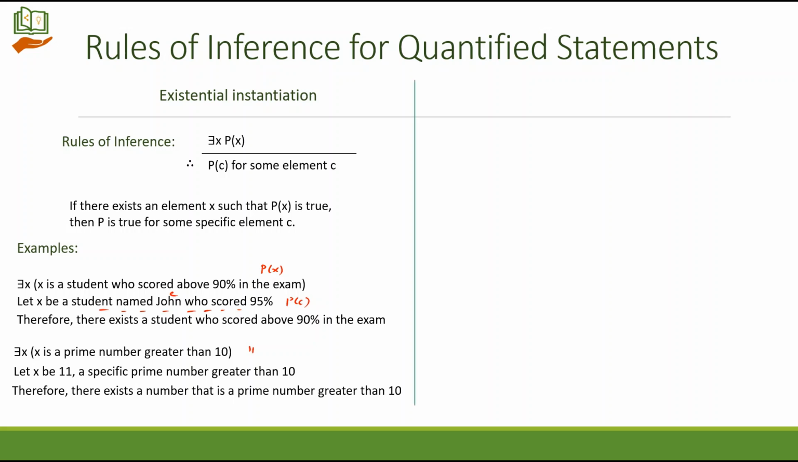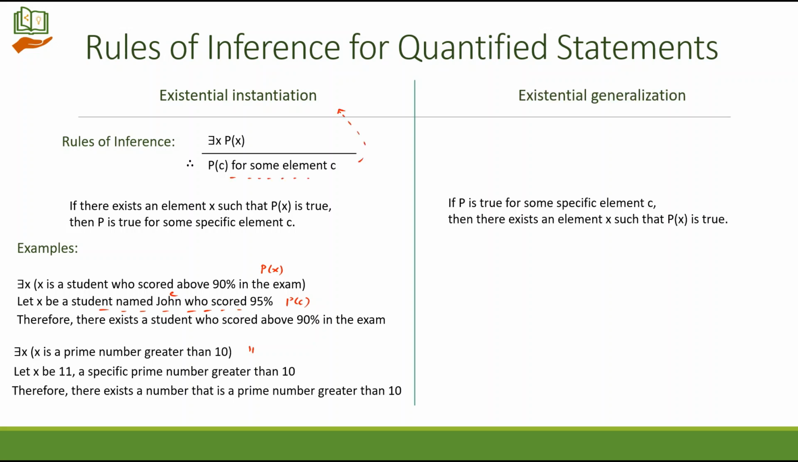Now let's go to the next rule of inference, existential generalization. If P is true for some specific element C, then there exists an element X such that P of X is true. So this is the rule of inference. We are actually placing P of C here and then concluding with existential quantification of P of X.